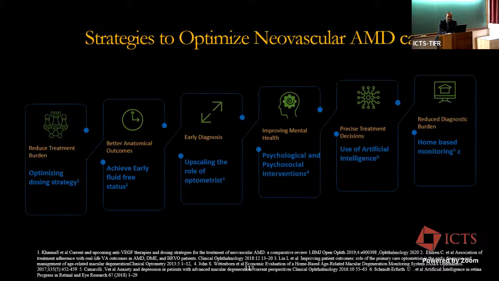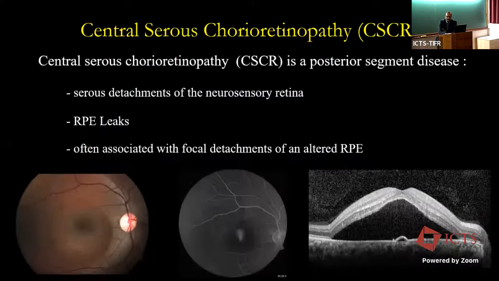So the strategies to optimize neovascular AMD, there are a bunch, but we are focused on this area, which is use of artificial intelligence. We recognize it's important. Now coming to another pathology. This was the main pathology that I really want to put in your minds today, age-related macular degeneration, and why it needs to be addressed.